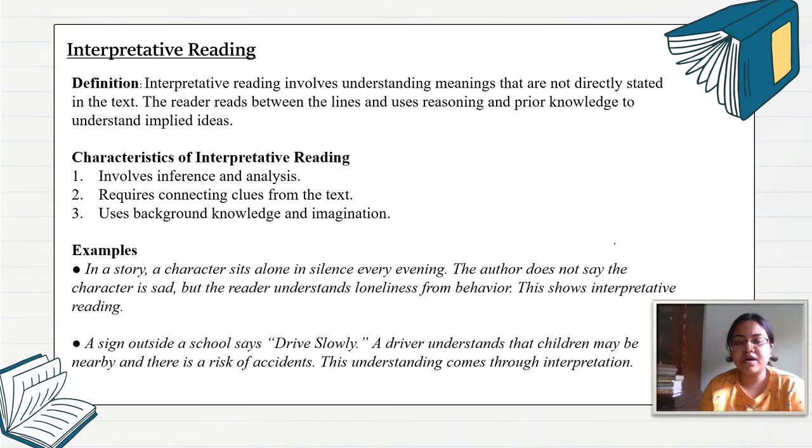Now, to help you understand this level more clearly, let us look at the example given. In the first example, a character sits alone in silence every evening. The author does not clearly state that the character is sad. However, by observing the character's behavior, the reader understands the feeling of loneliness. This understanding comes through interpretative reading.